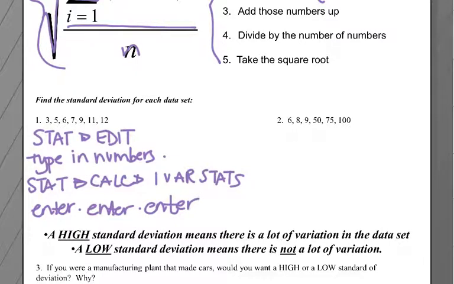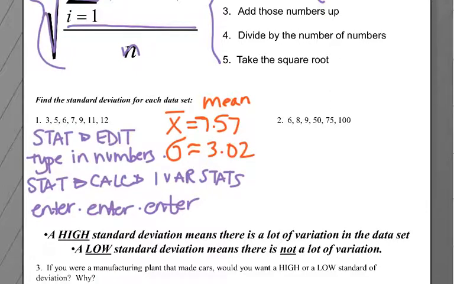If you do that, you'll see that one of the first things is x bar. X bar is the mean, 7.57. And a little farther down, you see a little 0 with a tail, and that's the standard deviation, 3.02. I'll explain in a second what that number means once we look at this data set.